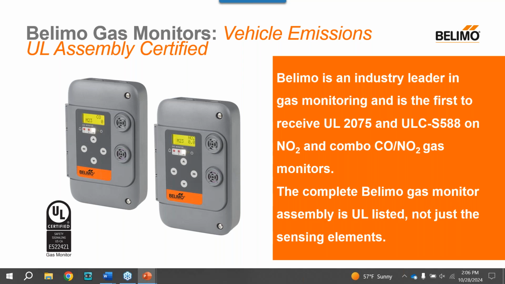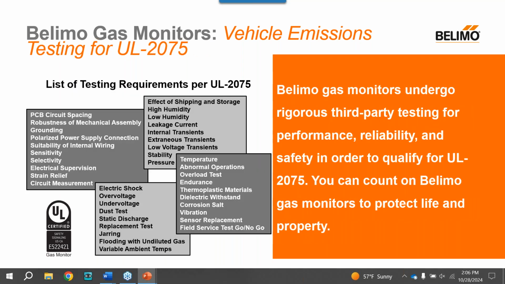And an interesting thing to note is that Belimo is the first company to receive UL 2075 and ULC S588 on any NO2 and combo CO NO2 gas monitors. So what does the certification mean? It means that Underwriters Laboratories, or UL for short, which is a globally recognized safety organization, performed many tests on these products regarding performance, reliability, and safety, and that they passed all of the tests.